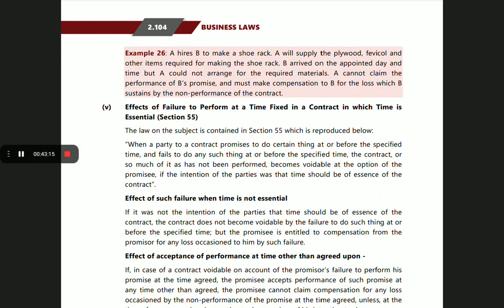Effects of failure to perform at the time fixed in a contract in which time is essential. Section 55.